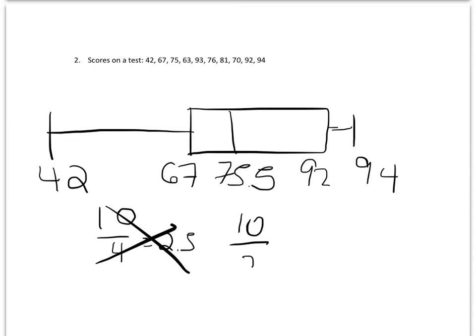So let's take 10 and divide it by 2. That gives us 5 data points. So 5 data points are going to be above the median, and 5 data points are going to be below the median.